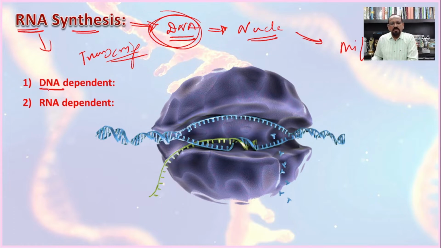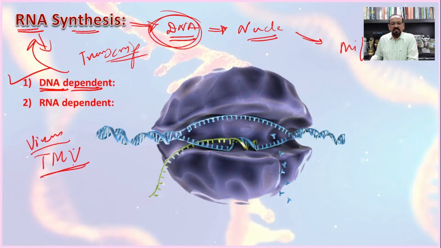Such a type of process in which the DNA template is used for the formation of RNA is known as DNA-dependent RNA synthesis. But if we are talking about certain viruses like the tobacco mosaic virus, this is an RNA virus, which means it contains only RNA and not DNA, which is a characteristic feature of viruses.